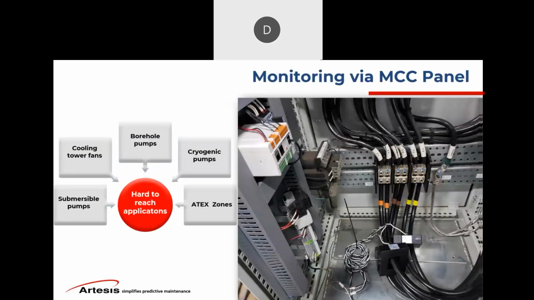Now, again, we mentioned before, this is a fantastic solution for ATEX zones, any intrinsically safe areas, explosion-proof areas. So in addition to all of your critical assets, if you have something that's not so critical but you do want to monitor it, and it's in an explosion-proof area, it could just be a fan or whatever, cryogenic pumps, borehole pumps, cooling tower fans. So this is a fantastic solution for anything that's hard to reach, or where other technologies give you the same technology but it costs twice as much to get it ATEX rated.